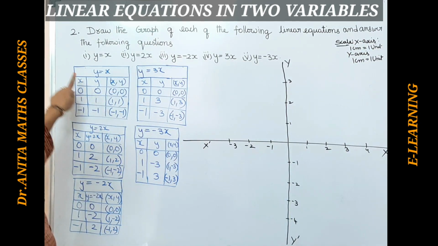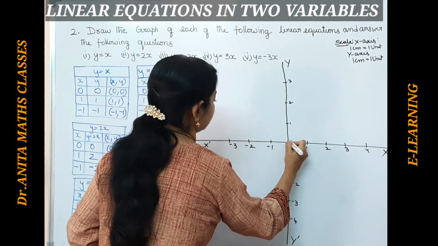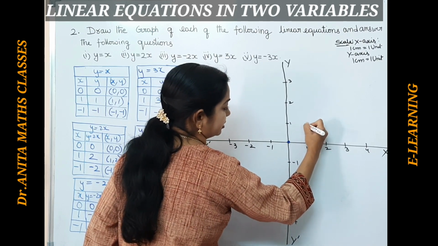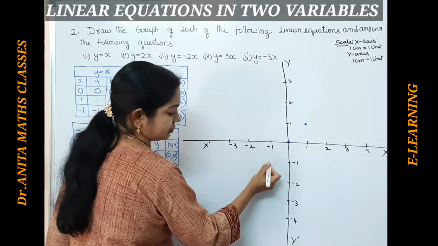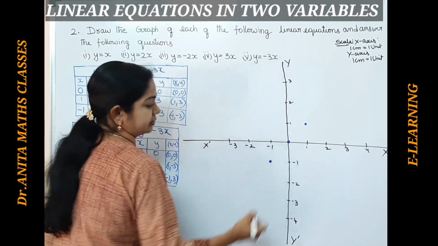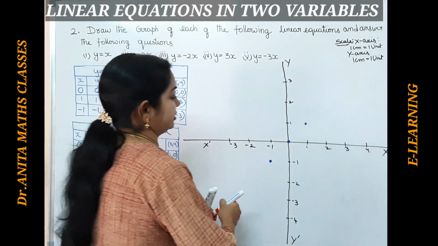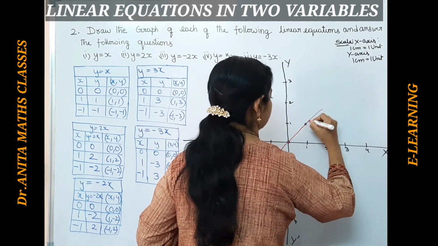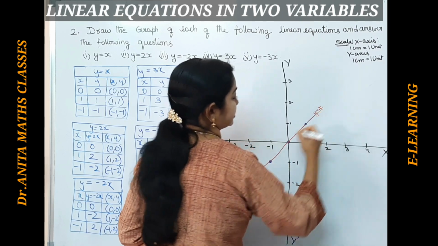Now we will plot the first one, y is equal to x. See here, 0 comma 0, the origin. And again 1 comma 1, so x is 1 and y is 1, this point. And minus 1 comma minus 1, so minus 1 on x and minus 1 on y, this point. Okay. Let us join these points with a scale. So this is the graph of y equal to x.